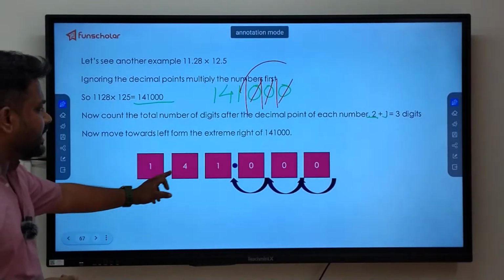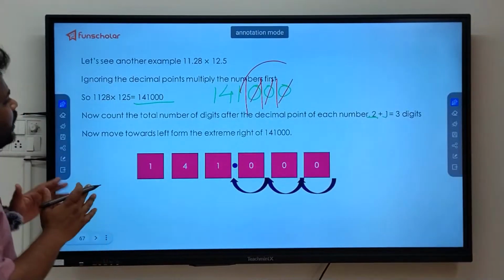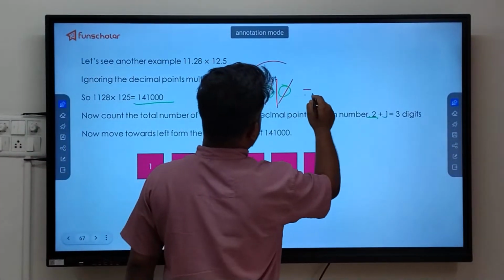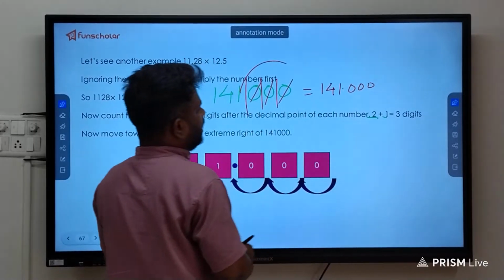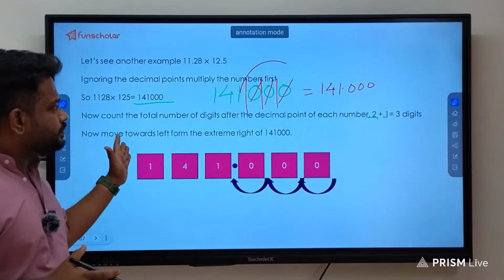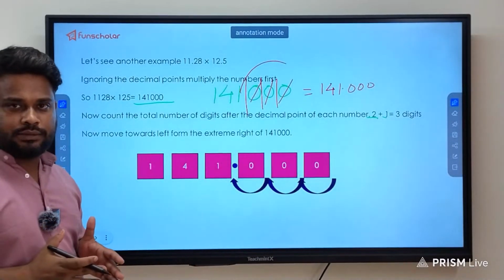Okay, just like they have done it here. But if you want to write it like this, you can also write it down like this, and the examiner won't take away any marks.